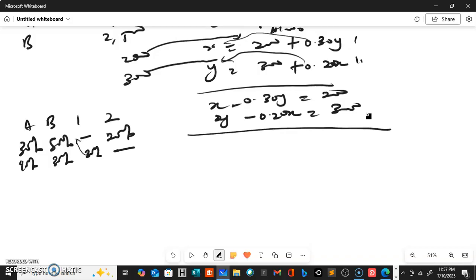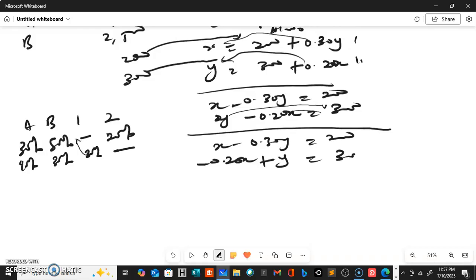So let's further rearrange this equation. That is x minus 0.30y equals 200. And this will now be minus 0.20x plus y equals 300, because when y comes down here it becomes negative, and when it comes back here it becomes positive. So the next thing for us is to eliminate.